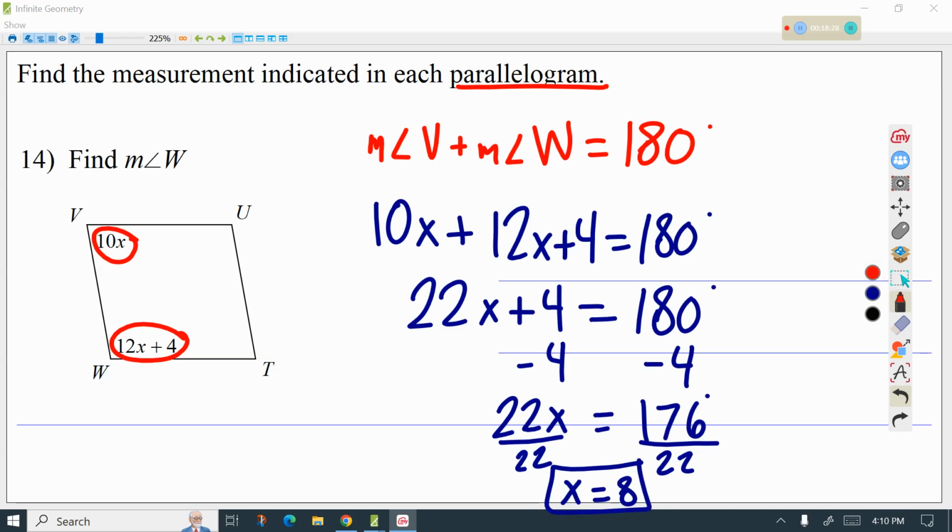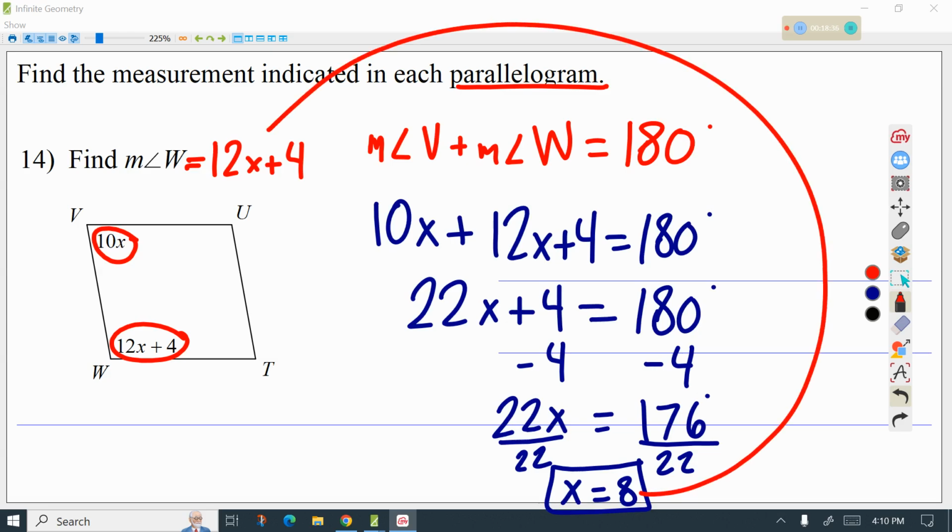Then we know we have to take that value and plug it into our expression for W. So W is 12x plus 4. I'm going to take that 8 and plug it in there. I know 12 times 8 is going to give me 80 plus 16, which is 96. 96 plus 4 is 100. So I think I'm going to get 100. Let's do our work to make sure that's right. 80 plus 16 is 96, plus 4 equals 100. And don't forget that this is degrees. I almost forgot. We need those degrees there too because we're measuring angles.